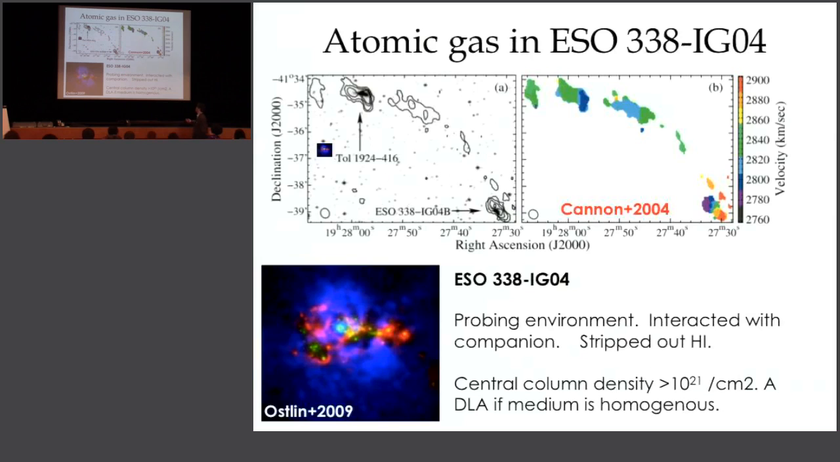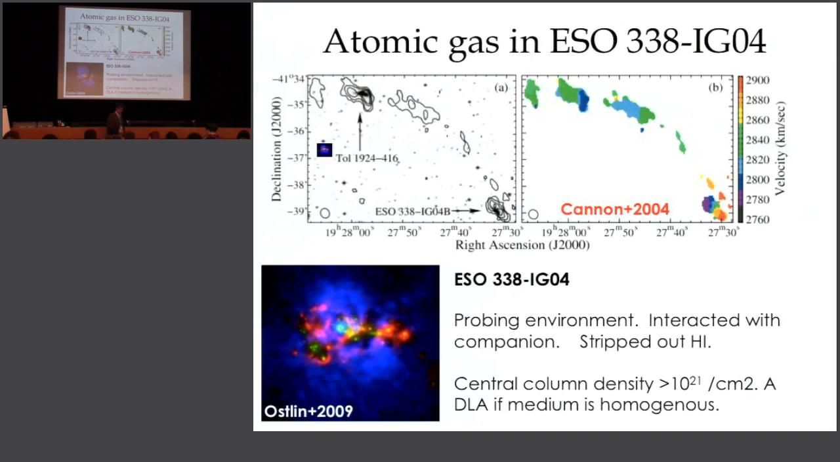With HI observations like this, we're really probing environment. It seems that this interaction some 100 mega years ago could have stripped some of the gas out of this galaxy. We can measure column densities. The central column density here peaks at above 10 to the 21 per centimeter squared. That's sufficiently bright to damp out all of the Lyman-alpha emission, yet we still see bright Lyman-alpha emission.